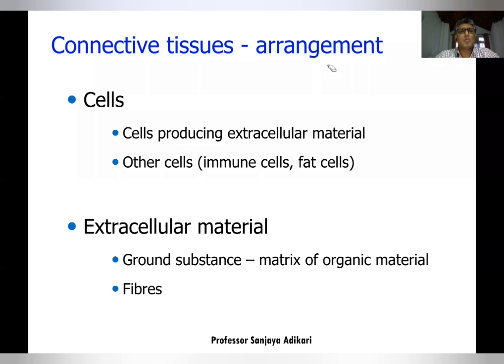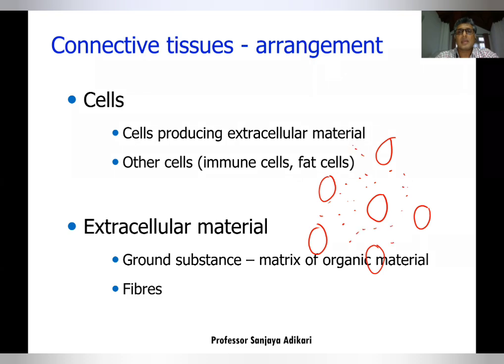There are two main components in connective tissues. I will draw it here. There are cells, and there is extracellular material in between. Okay, cells and extracellular material.